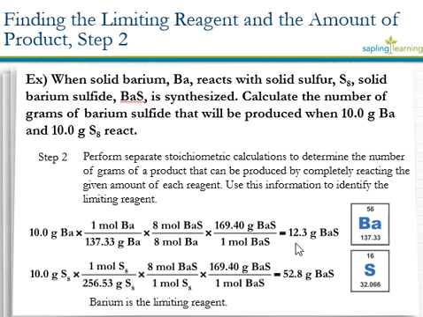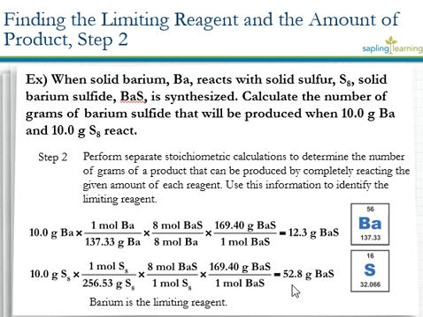So that means that based on just looking at the grams of barium, we could only produce 12.3 grams of barium sulfide. Then you have to do a second calculation with the amount of sulfur that you've been given. We're told we have 10 grams of sulfur, so we have to do the same 3 steps. Go to moles, mole ratio, back to grams. And then we could possibly produce 52.8 grams of barium sulfide.